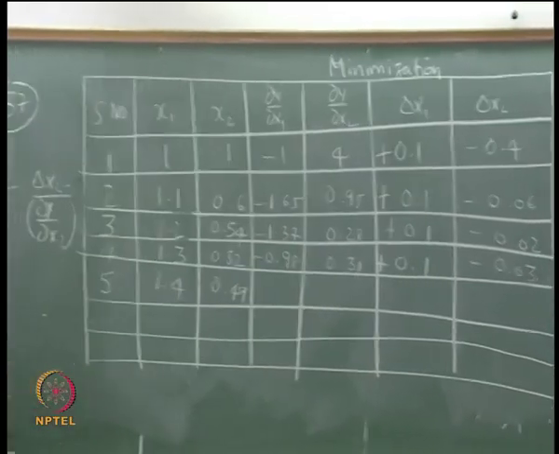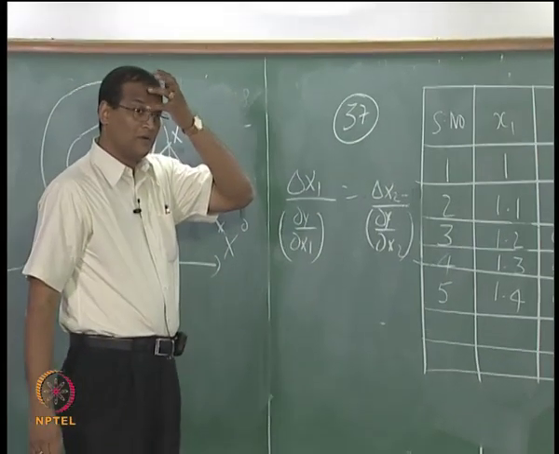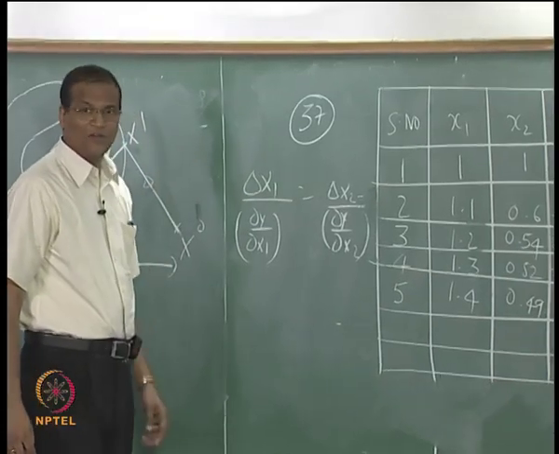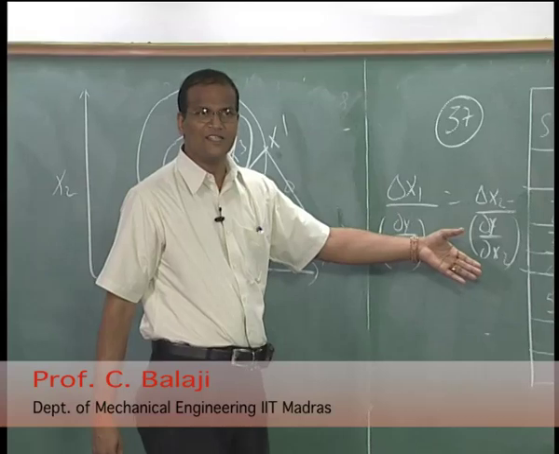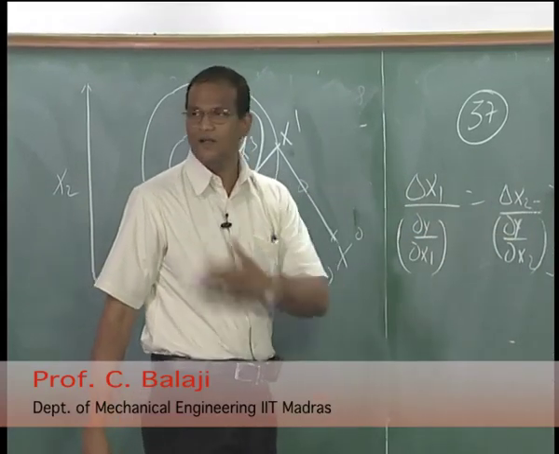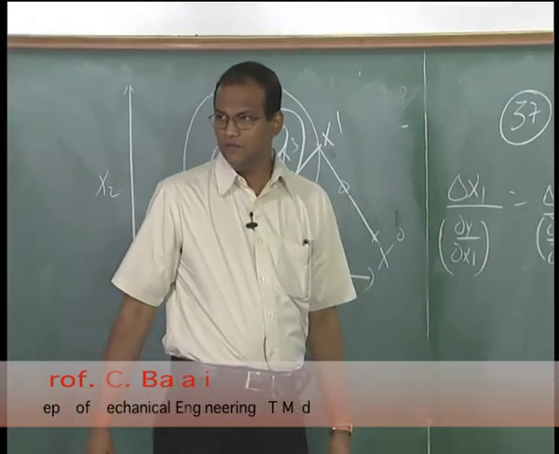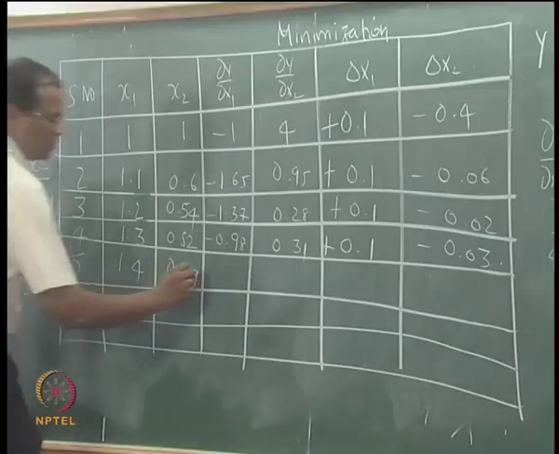What is the correct answer for x2? Okay, 0.49. But is it going in the right direction? The answer is, it's fine, no? Okay. Good, minus 0.68.